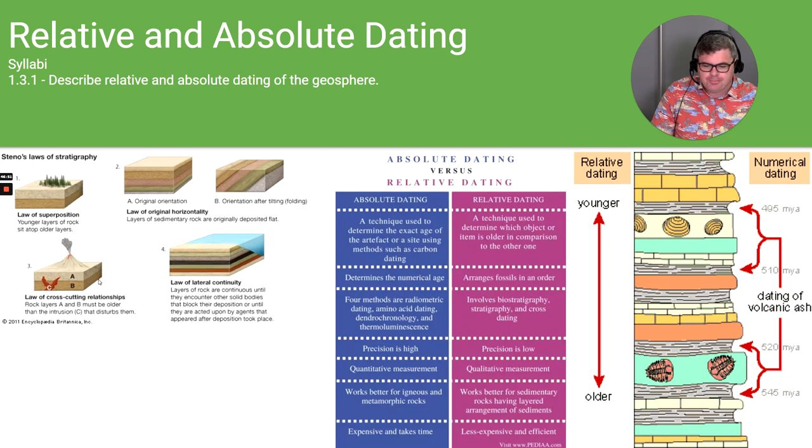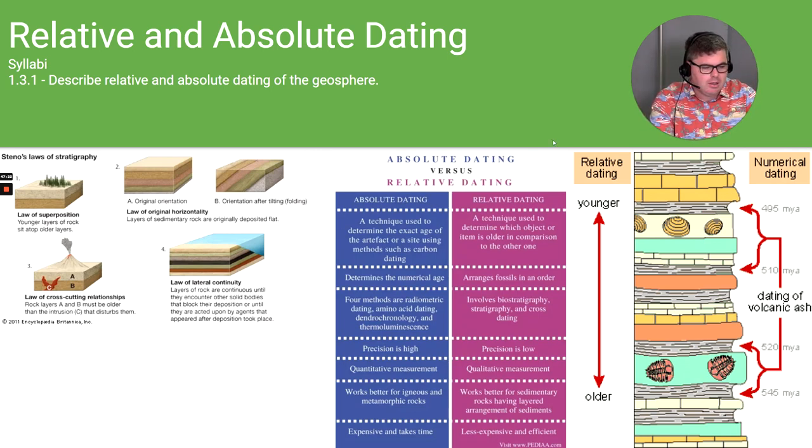So, if I found a fossil in layer A here, and I found another fossil in layer B, and I found another fossil in layer B. That third fossil that I found, if it's at the exact same depth as the second one, and both of them are found in layer B, I can assume that they're roughly the same age. I can also assume that they're both older than layer A.